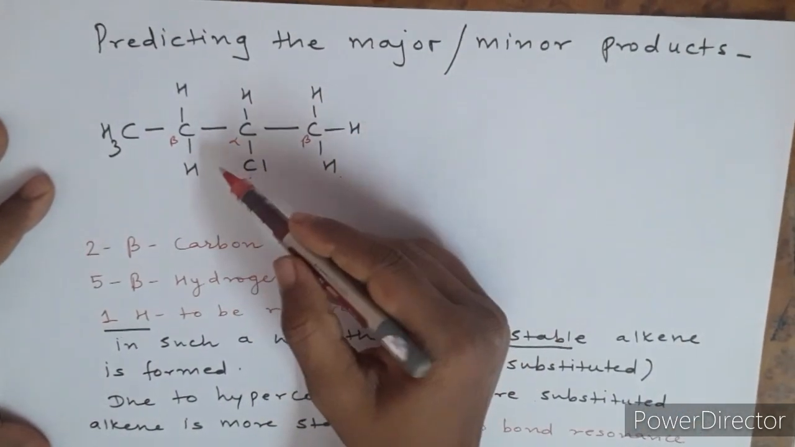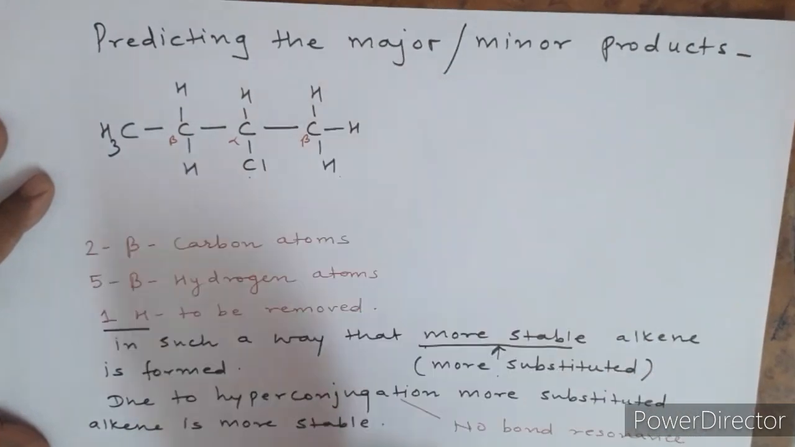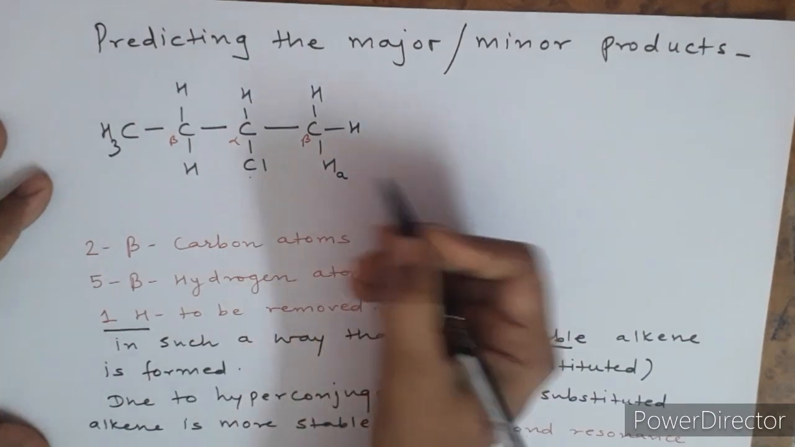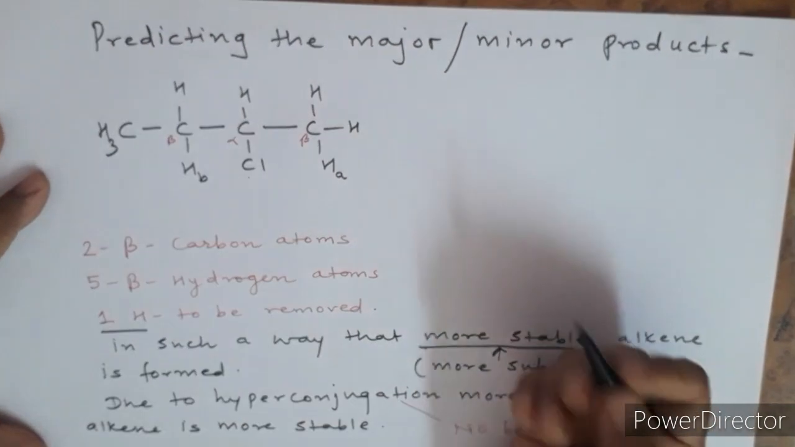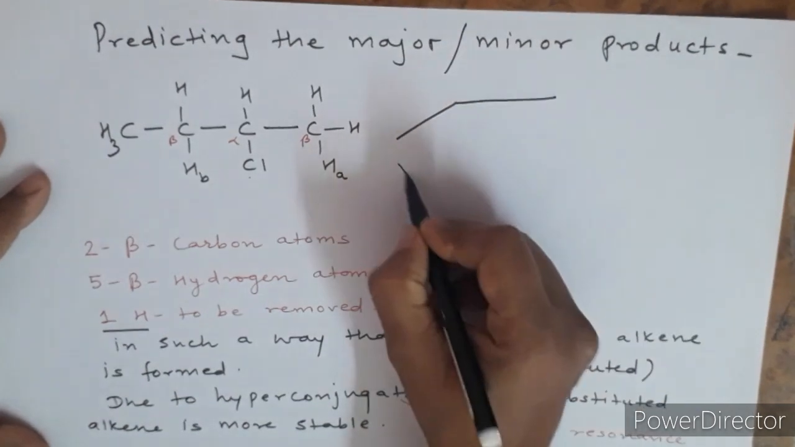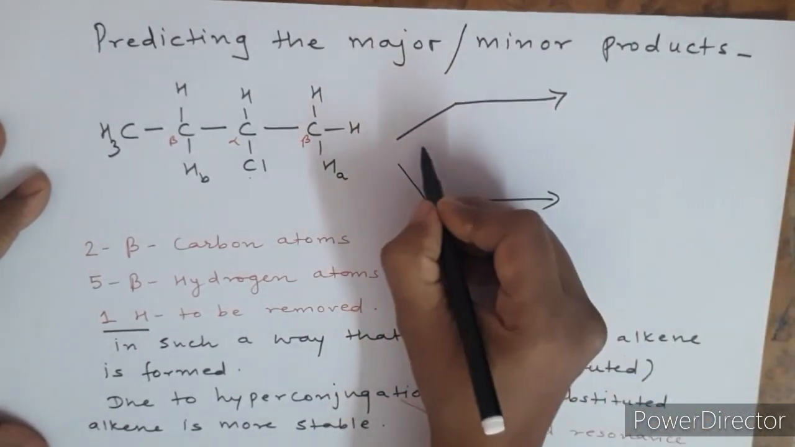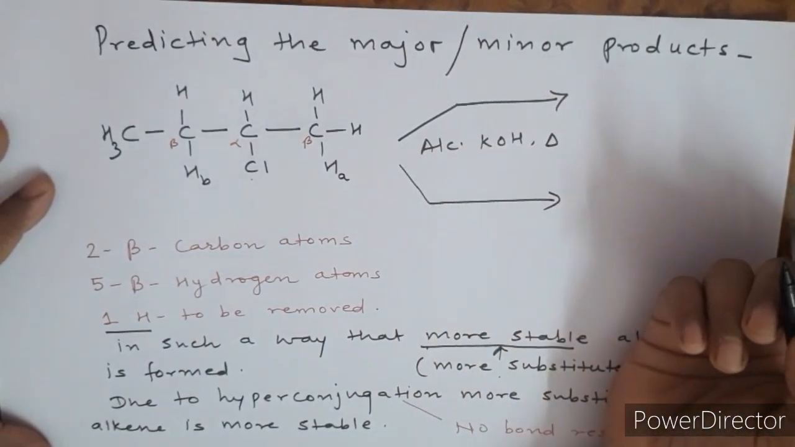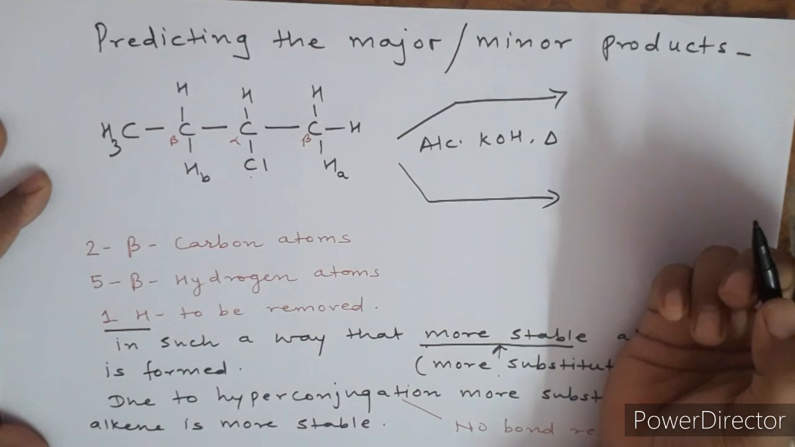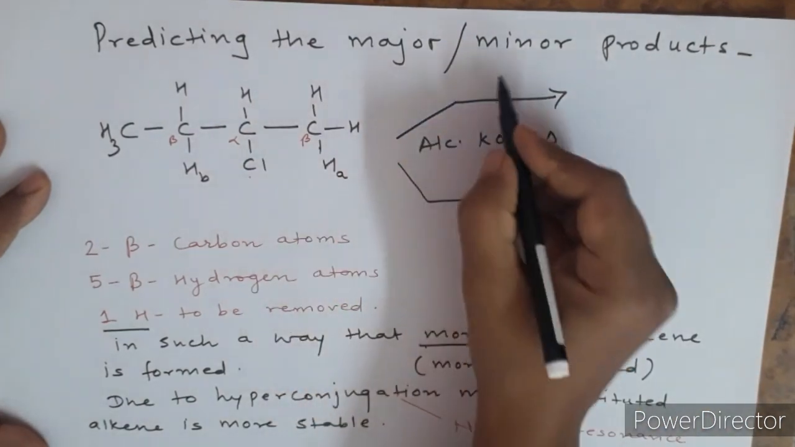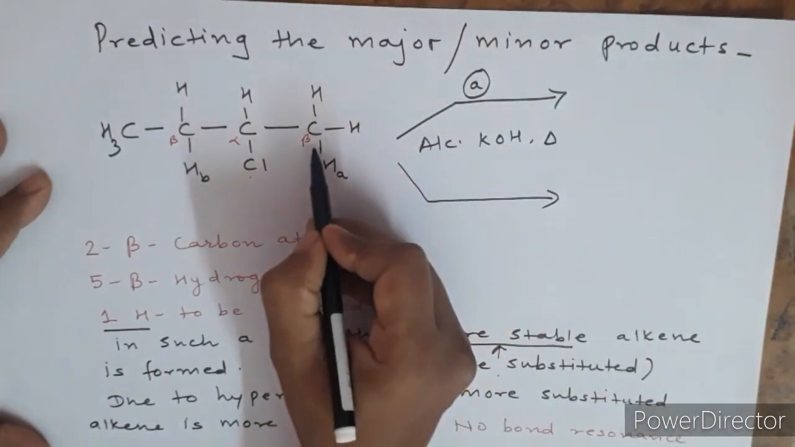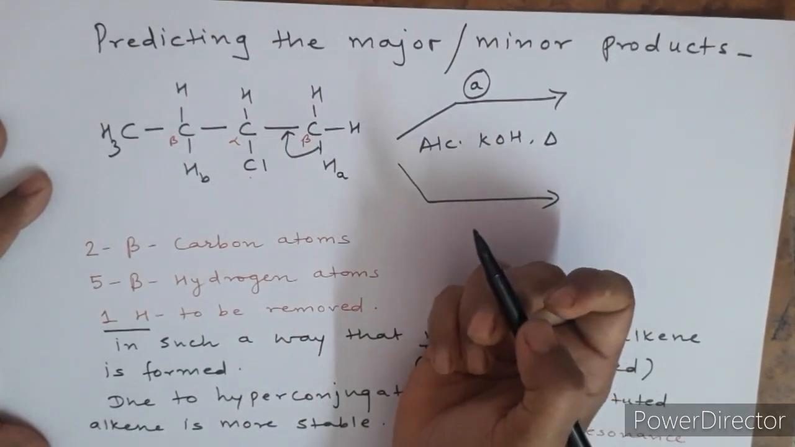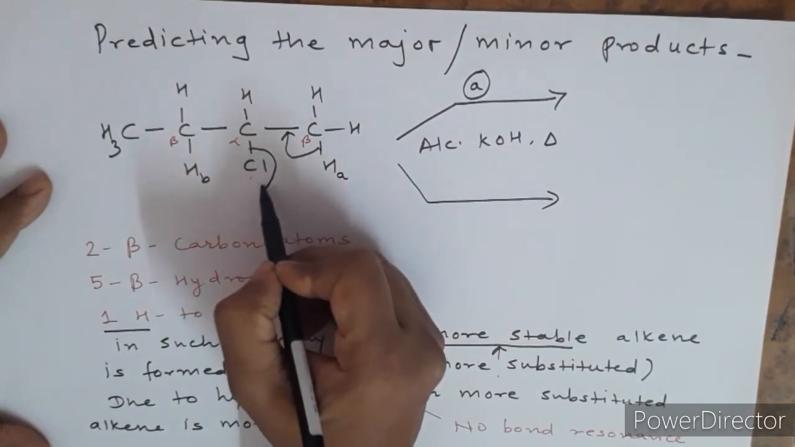So remember, now I will label these hydrogens as A and B because there are two types of hydrogens. And how will I remove the HCl? There are two ways. Treat them with alcoholic KOH and heat it. There are two hydrogens which I can remove. If I remove the first hydrogen, that is A, I will remove it like this so that the hydrogen releases its electron pair and a double bond is formed, and the Cl minus will go out as the leaving group.